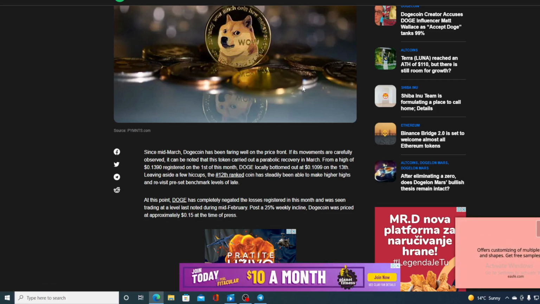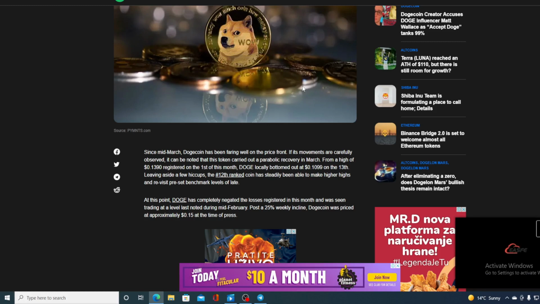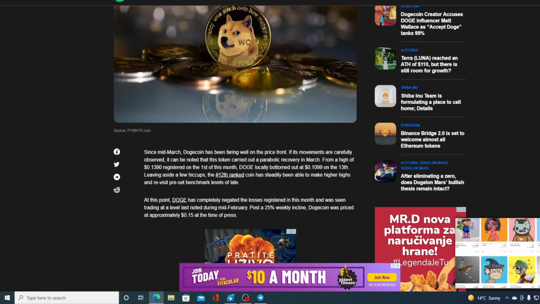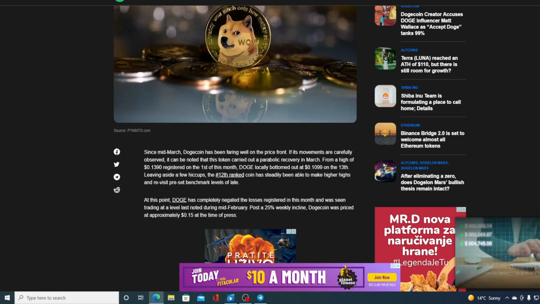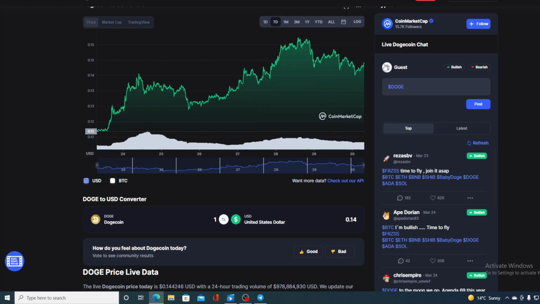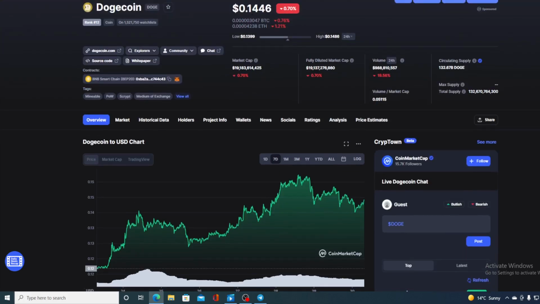The 12-ranked coin has steadily been able to make higher highs and revisit preset benchmark levels of late. At this point, Doge has completely neglected the losses registered in the past months and was seen trading at a level noted during mid-February, post a 25% weekly incline. Dogecoin was priced at approximately 0.15 at the press. Now, since then, it has declined, not much, but it has declined. Actually, at the moment, it's trading at 0.1446. So over here, we can see it trading at 0.15, so it did not decline that much.